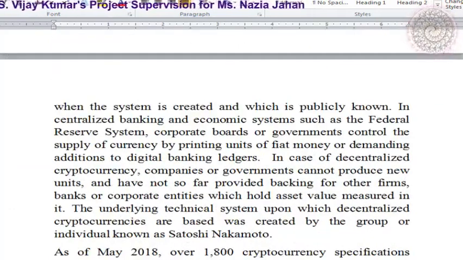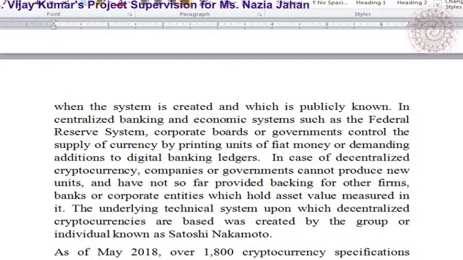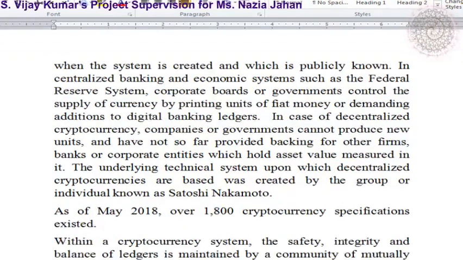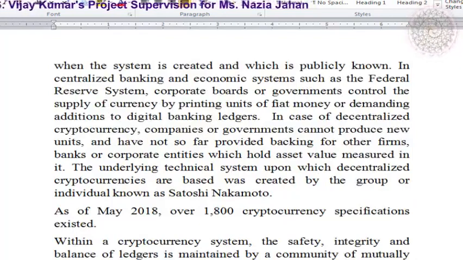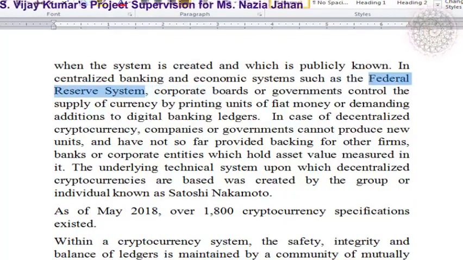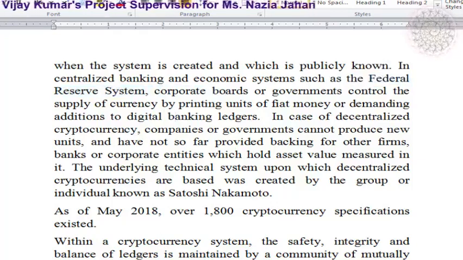Only third person tone you have to use. Second person tone you should never use, or first person tone. And centralized banking, Federal Reserve System. Federal Reserve System, where you know... You are writing the sentence, they'll ask you. Federal Reserve System is there in the US.